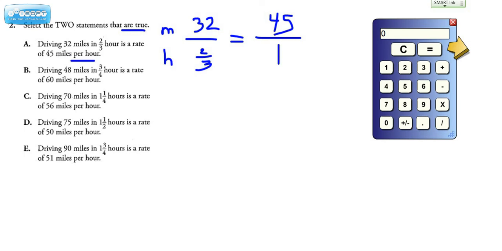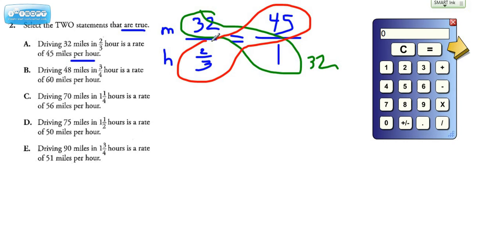So if we explore that, let's set it up and see if the cross products match. They're talking about miles and hours. On the left, that's 32 miles in 2/3 of an hour. On the right, that's 45 miles per hour, which suggests 1 hour. Let's see if the cross products match. 32 times 1, that's easy enough. That would be 32. We just have to find what 2/3 of 45 is.